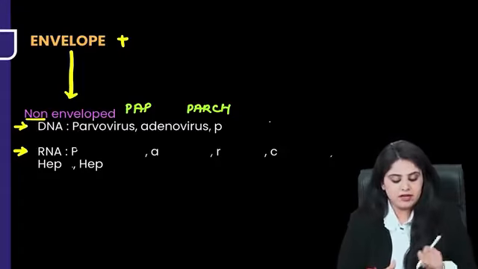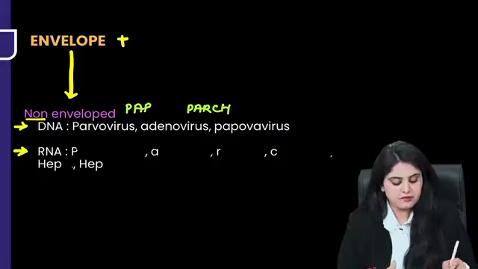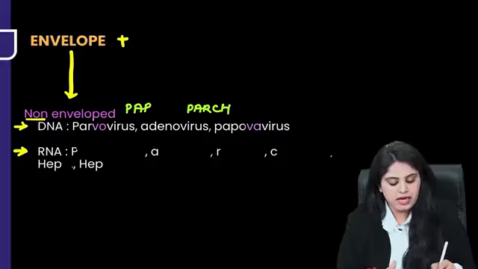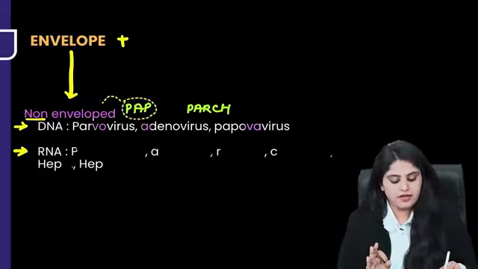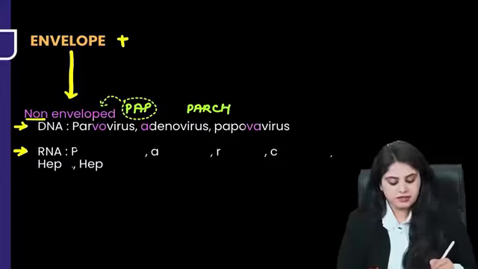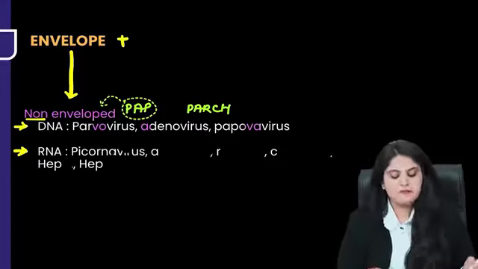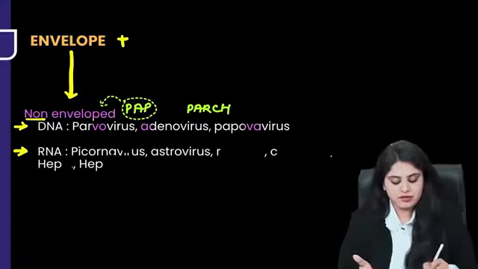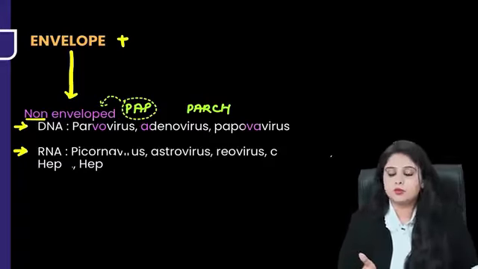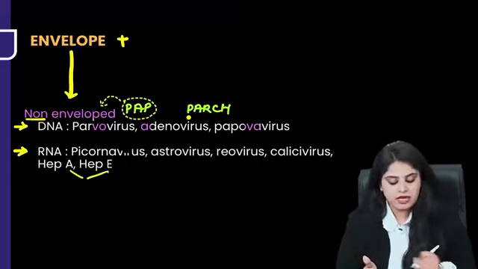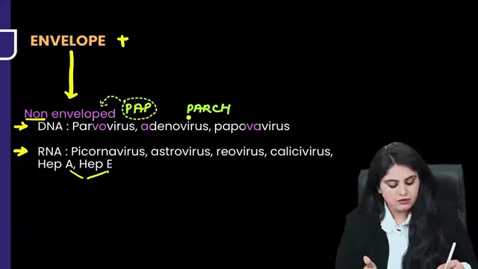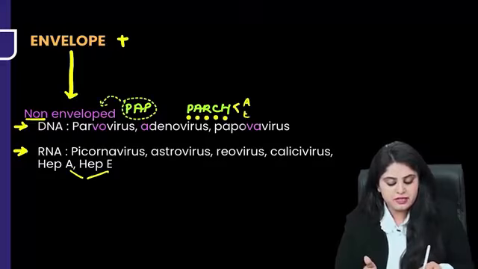PAP is going to be parvovirus, adenovirus and papovavirus. Repeat with me. Parvo, papova and adenovirus. These are the three DNA viruses which are going to be non-enveloped. Whereas what is RNA viruses? RNA virus ka mnemonic kya hai? PARCH. What is PARCH? P for picornavirus, A for astrovirus, R for Rio. Rio is the same as rotavirus, C for calcivirus, and hepatitis A and E, basically the ones that cause gastroenteritis. So what is PARCH? Again, there's picornavirus that you had. Apart from that, you also had astrovirus, Riovirus, calcivirus, hepatitis A as well as hepatitis E.